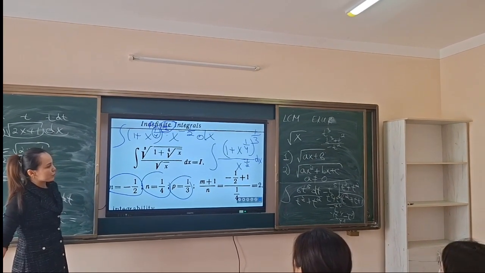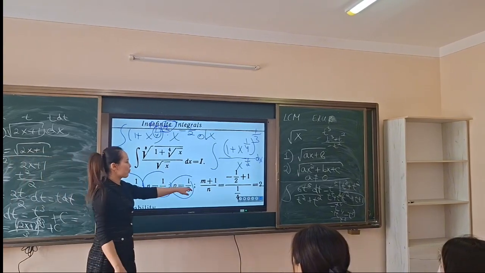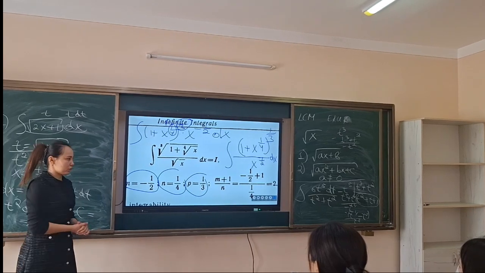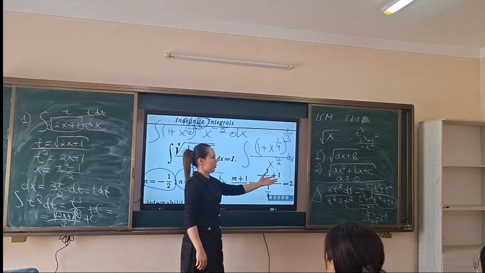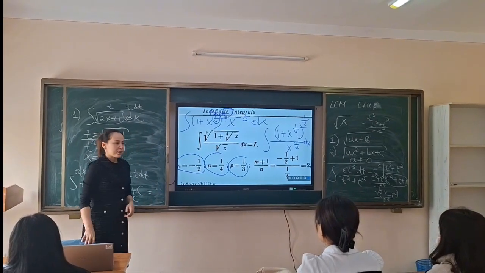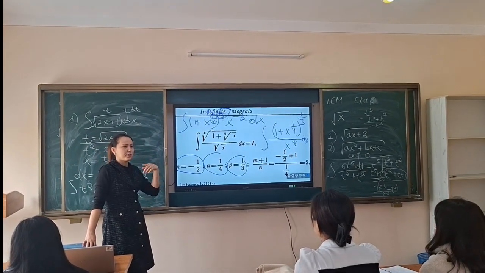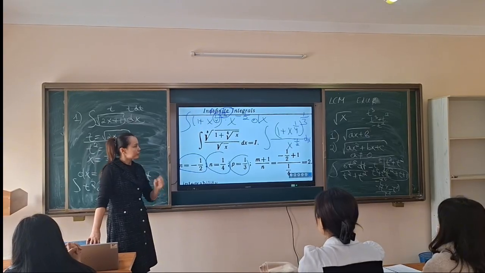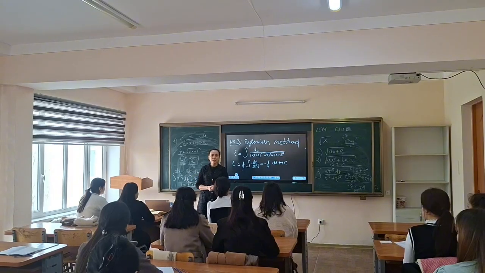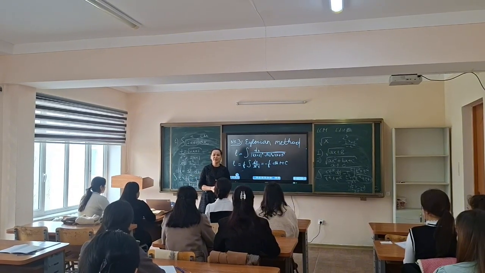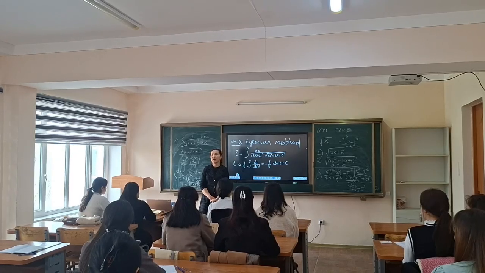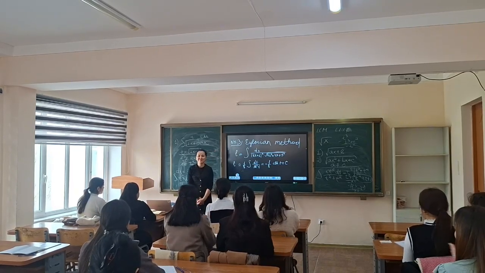Second condition, we should check whether (m plus 1) over n is a whole number or not. Here we can see it is a whole number, and that's why we should use the second condition. Understandable, this topic, integrating irrational functions? Yes. Okay, this is the end of the lesson. That's why I say goodbye. Thank you. Goodbye.